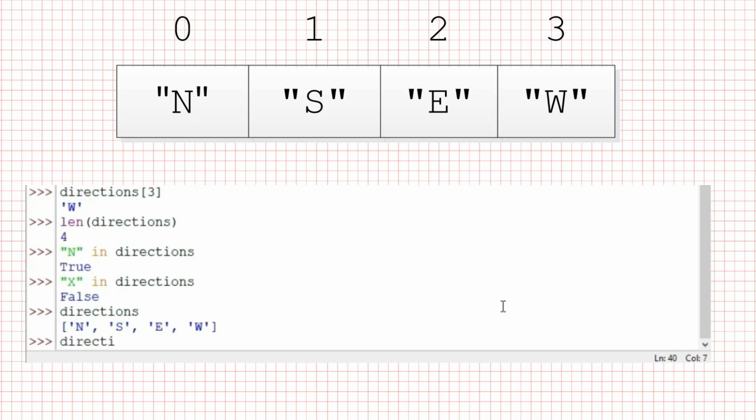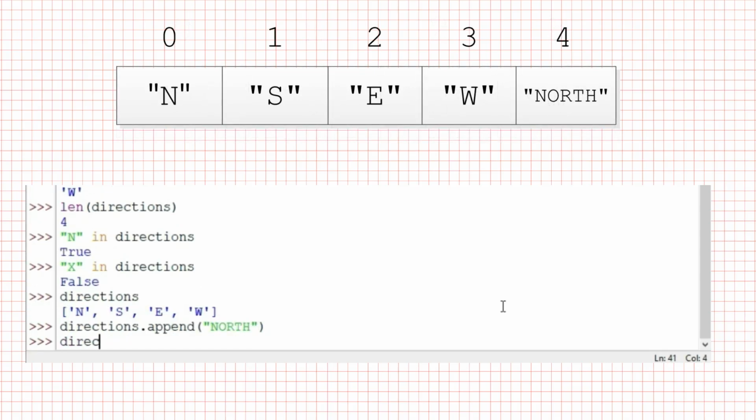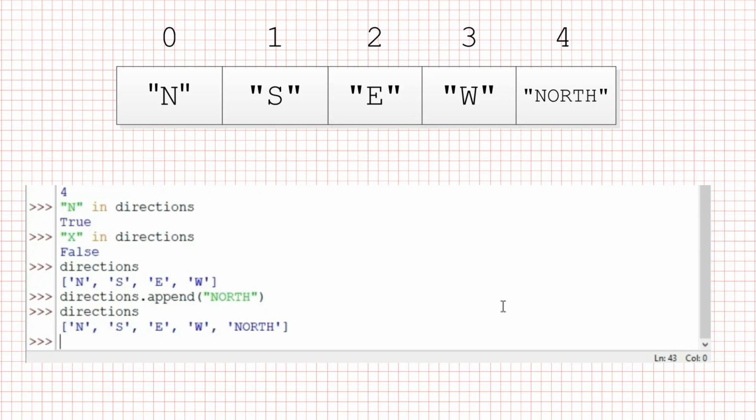So directions dot append and then parentheses. And inside the parentheses, I put whatever I want to add to this list. So why don't I add the string north? And enter. And now let's type directions. And you can see now it's N, S, E, W, north. So append will add something to the end of the list, whatever we put in parentheses.